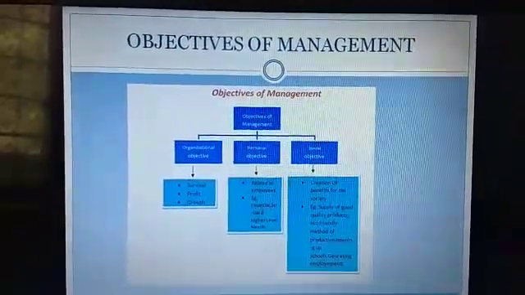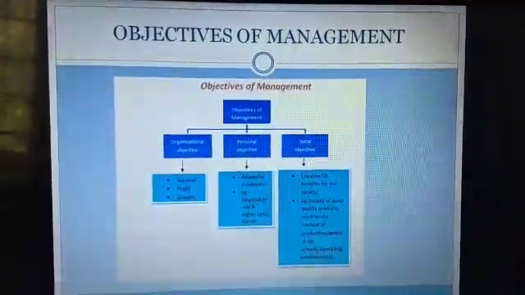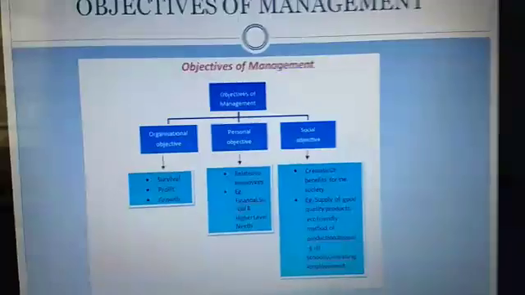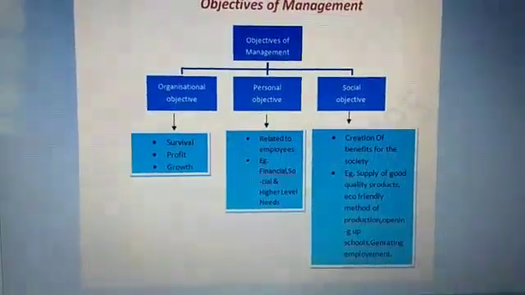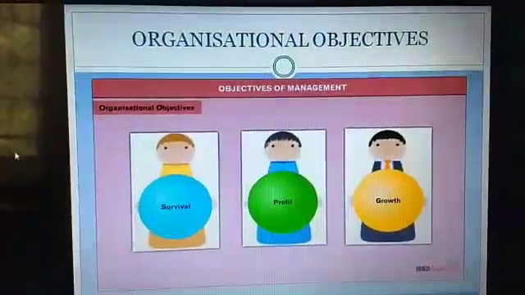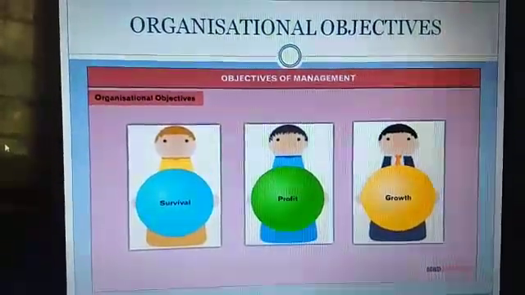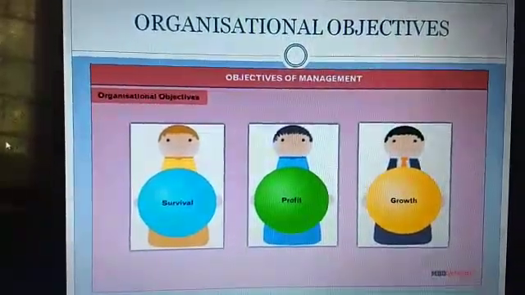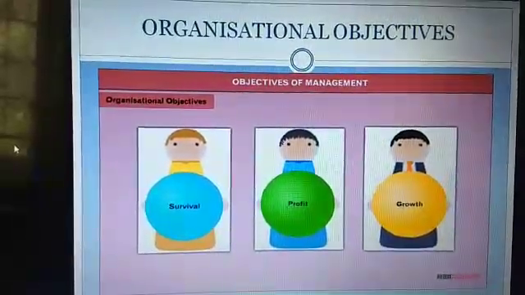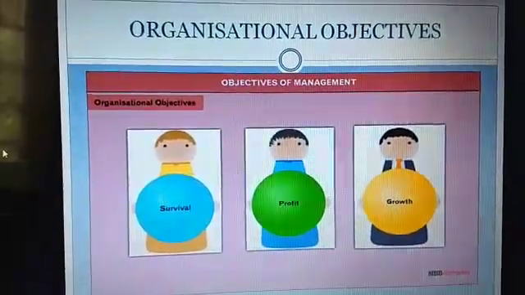Now, these objectives of management, as I said, are categorized in three different categories. These categories are organizational objectives, personal objectives, and social objectives. Organizational objectives include all those objectives which are concerned with the growth and prosperity of an organization. These organizational objectives are also known as economic objectives of an organization.